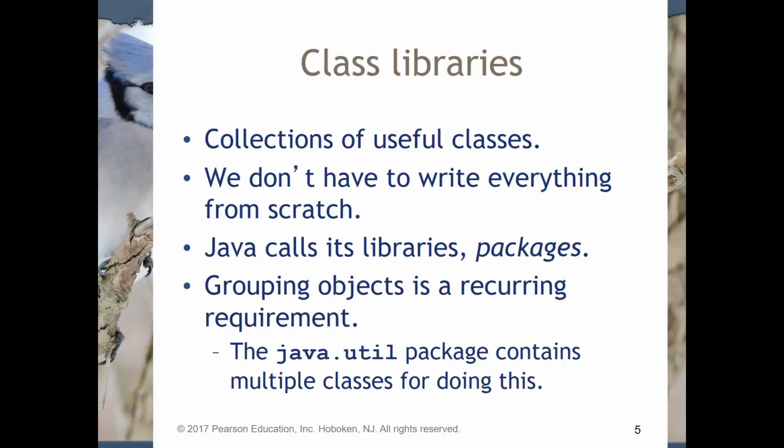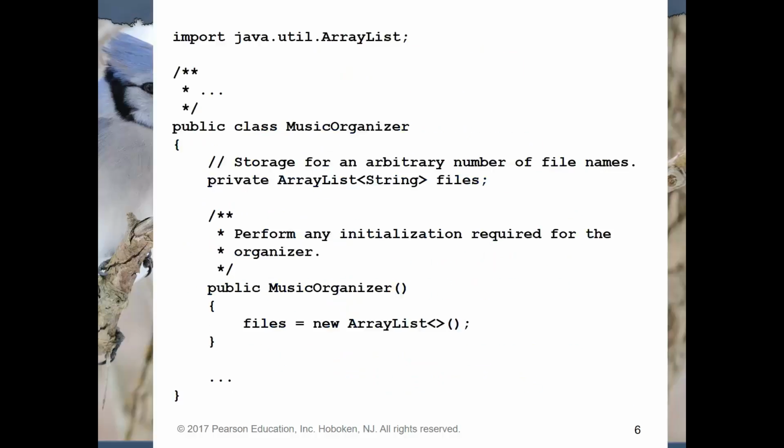Collections are useful classes. We don't have to do a lot of writing from scratch. Java calls its libraries packages. That's just their name. It's just a grouping of code. Grouping objects is a recurring requirement. The java.util package contains multiple classes for doing this. Java.util is amazing in what it includes. It has a lot of different useful methods and classes that you will use throughout your career.